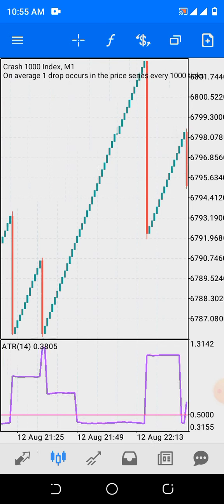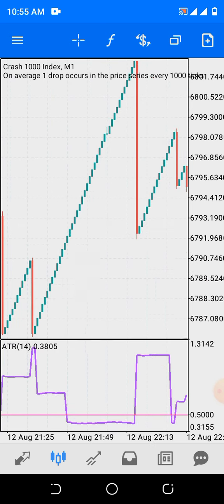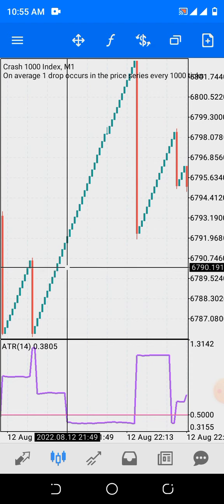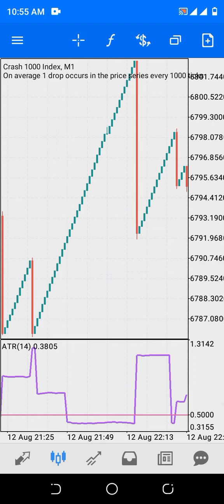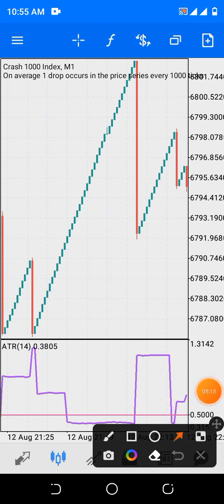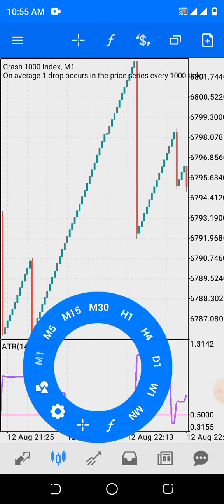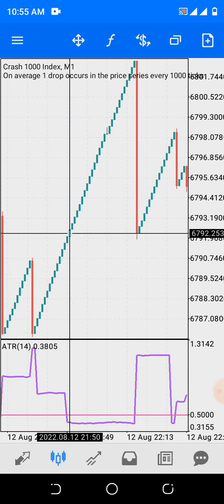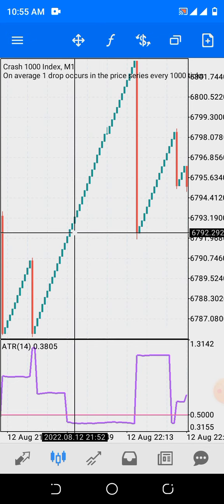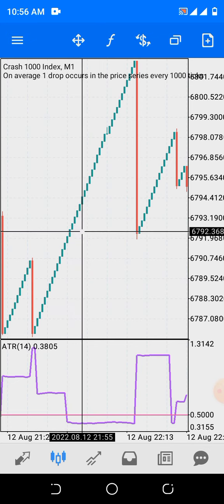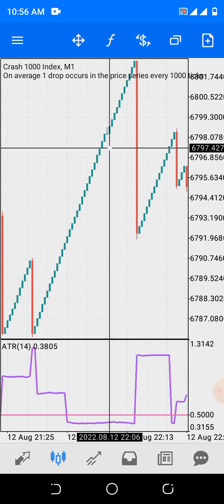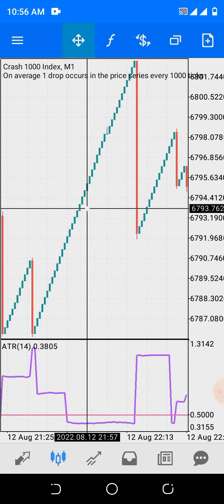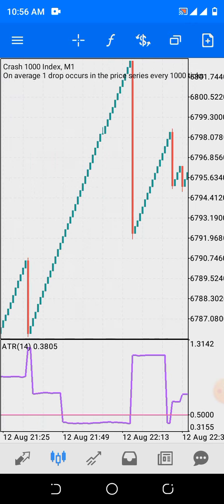Here is another one. The purple line crosses this horizontal pink line. Once the crossing occurs, you take your trade immediately from here. Count to 5 green candles: 1, 2, 3, 4, 5. You see the profit continues. What I show you is 5 candles. Once you take 5 candles, you are good to go.